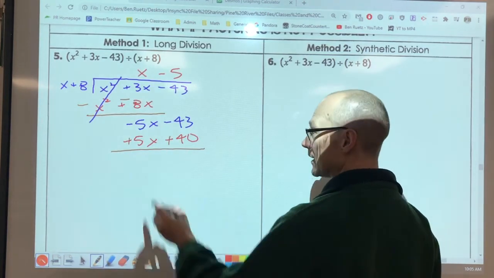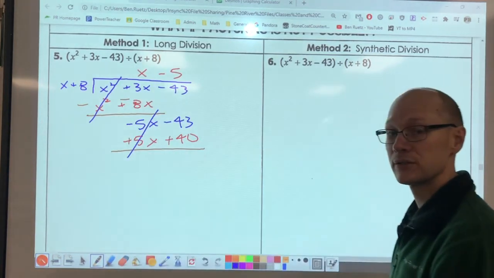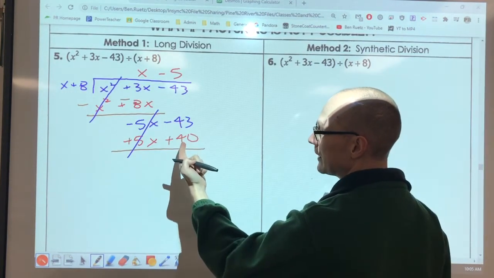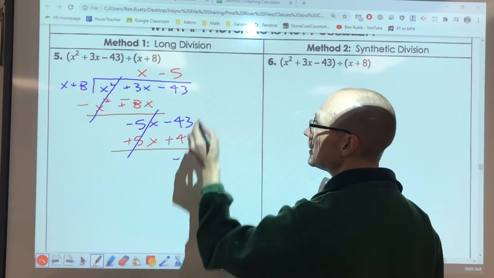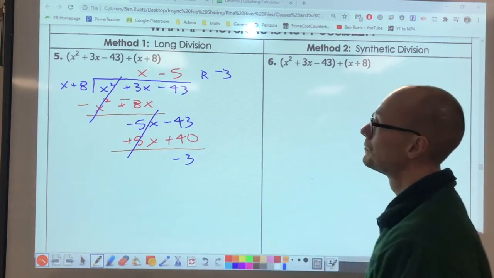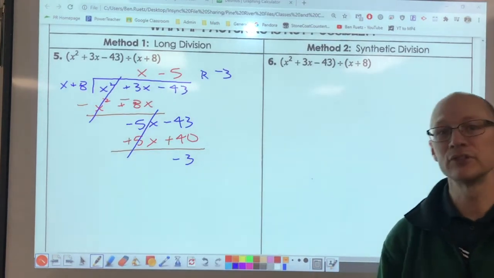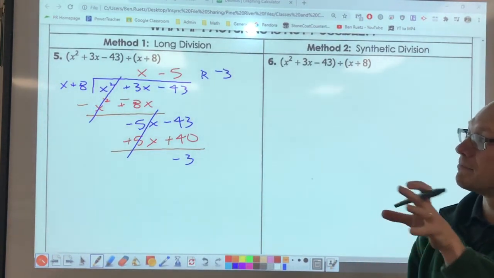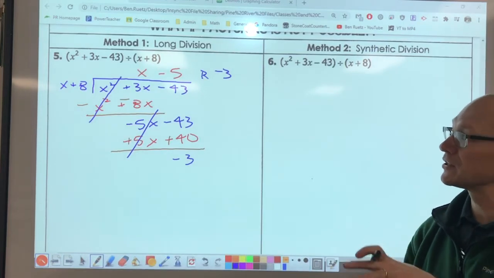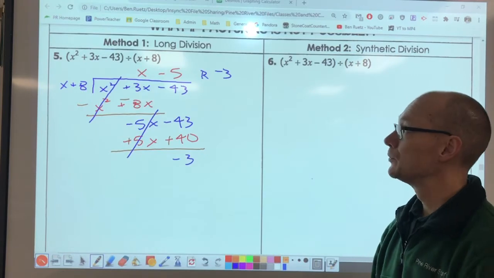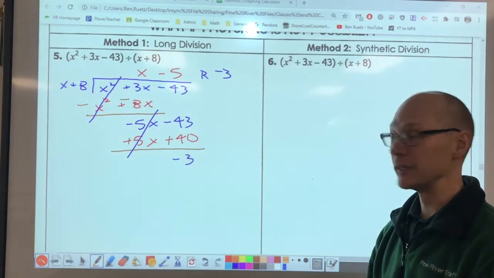And do you notice that again, those first things cancel out? And then I combine these together. I see a negative 43 and a positive 40. That gives a negative 3. So my remainder is a negative 3. Yay! So I have done this division. It turns out that x squared plus 3x minus 43 divided by x plus 8 is x minus 5 with a remainder of negative 3.